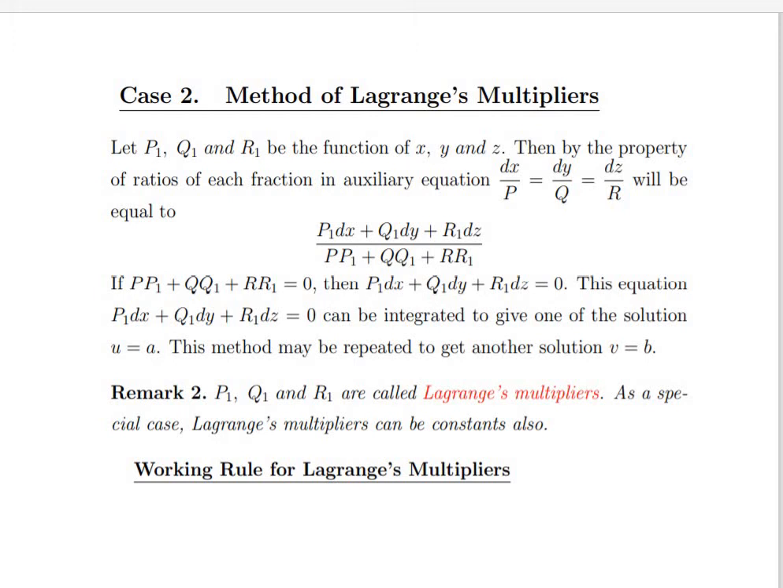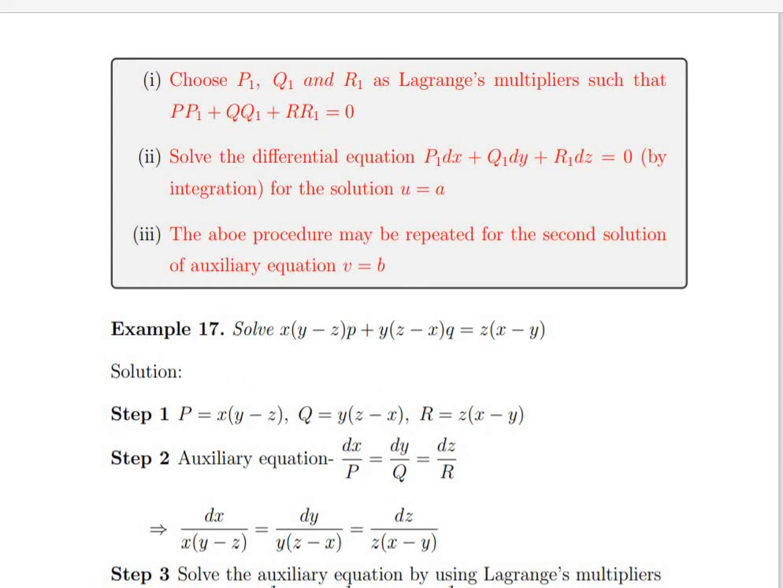Now coming to the working rule for Lagrange's multipliers. Choose P1, Q1 and R1 as Lagrange's multipliers such that P P1 plus Q Q1 plus R R1 equal to 0. Solve the differential equation P1 dx plus Q1 dy plus R1 dz equal to 0 by integration for the solution u equal to a. The above procedure may be repeated for the second solution of the auxiliary equation, v equal to b. Now we can see how we can apply these procedures for solving the equations.